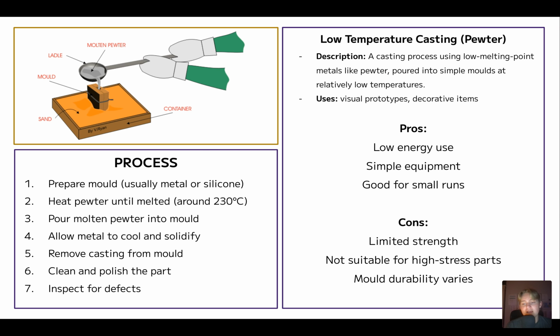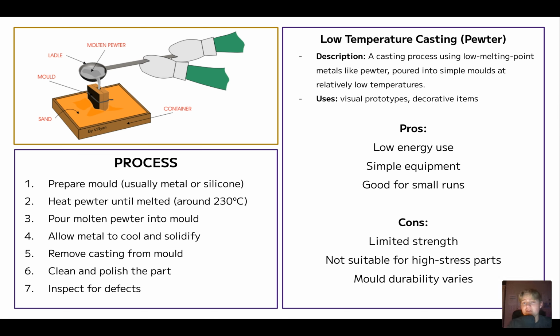So the next one is low temperature casting, for example, pewter. This is the one we're going to be talking about mostly, but it's also highlighted like that in your specification and in the textbook. It's particularly with pewter metal, and that is how you pronounce it. I know it's a bit weird.